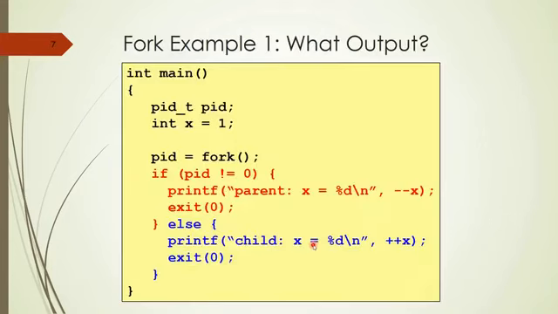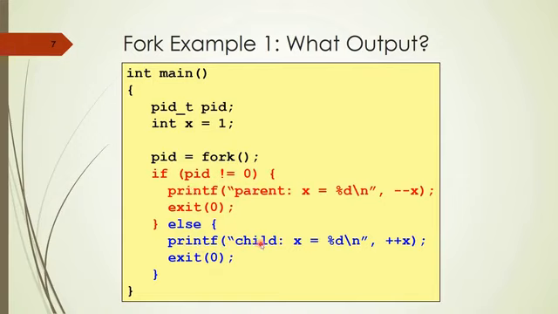So now let us look at one example. If you look at this particular example, there is a PID variable of type pid_t, and there is a fork system call. If PID is not equal to 0, this part will be executed by the parent, else the child part. So the red part shows what the parent will execute and the blue part shows what the child will execute.